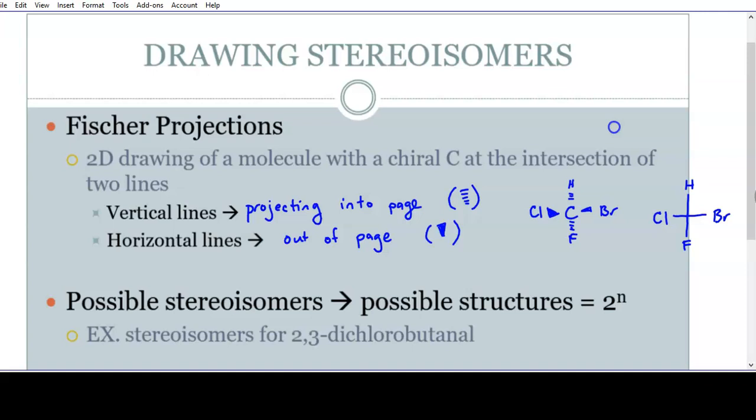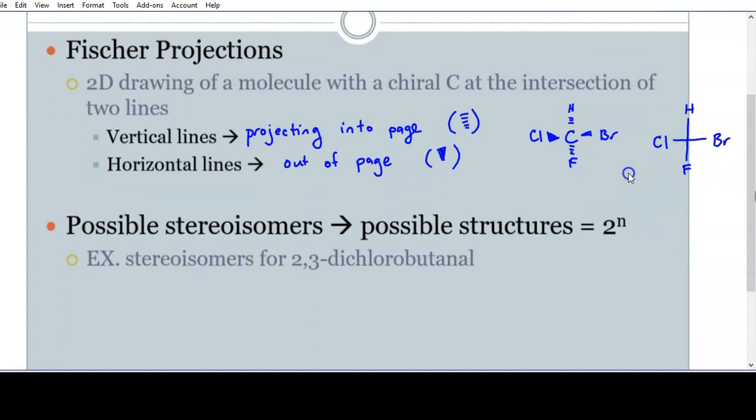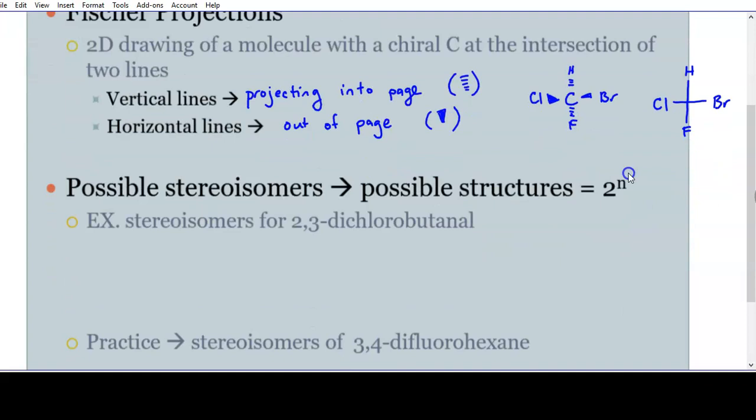So that's a very simple example. We're going to do another slightly more difficult example below. And then you guys will get a chance to try one. So the number of possible stereoisomers is usually based around the number of chiral carbons. And I try to keep this pretty simple on testing and on homeworks for you. So this N right here is your number of chiral carbons.